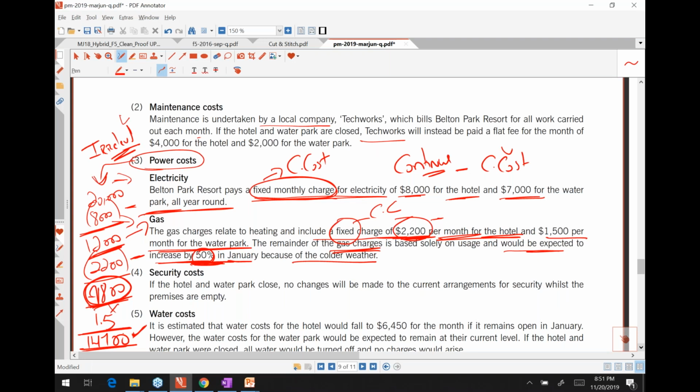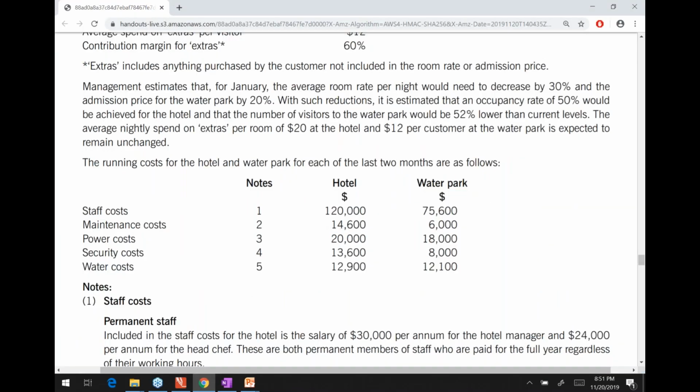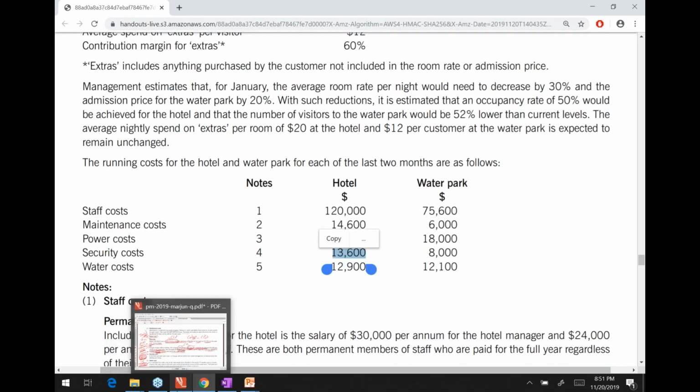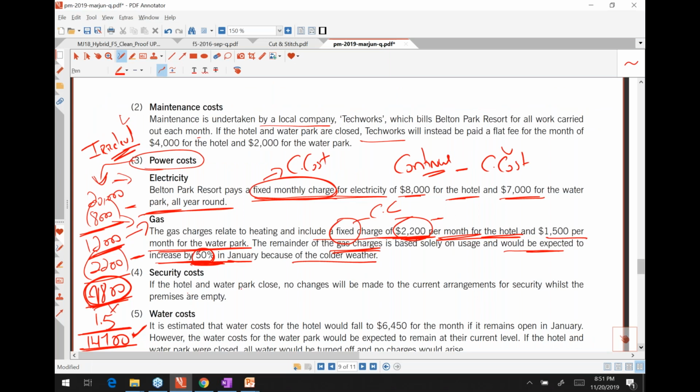Now the next thing we have is security cost, 13,600. So let's see what it says for security. If the hotel and water park are closed, no changes will be made to the current arrangement for security while premises are empty. This means this will continue to arise. This will remain the same.